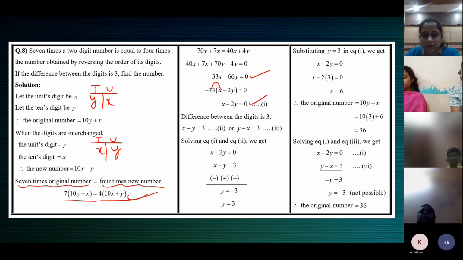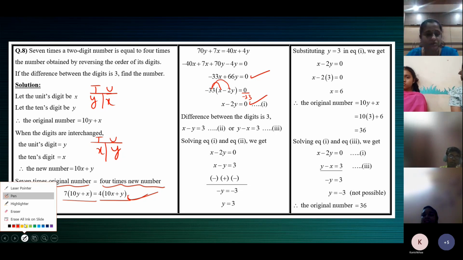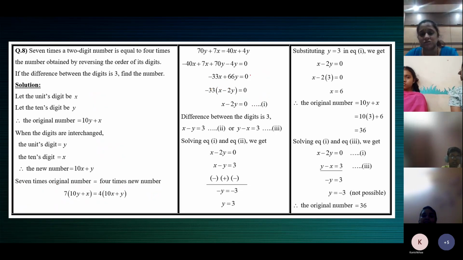Minus 33 into x is minus 33x. Minus 33 into minus 2y is plus 66y. Taking out the HCF. And then what will happen to this minus 33? It will come to the other side for division by minus 33. So it becomes 0. x minus 2y is equal to 0. You're simplifying the equation. See, this is what you get.